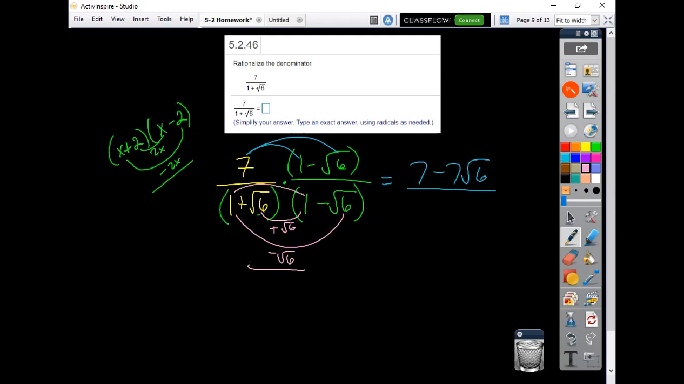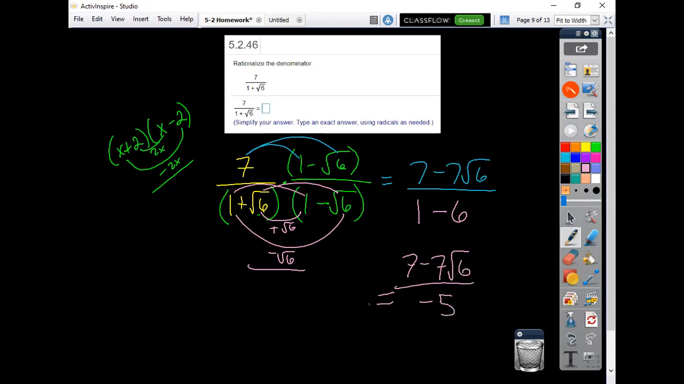The 1 times the 1 is still a 1 there, and then a positive square root of 6 times a negative square root of 6. Positive times negative would be a negative, and square root of 6 times square root of 6 is square root of 36, or 6. So we're going to end up here with 7 minus our 7 square root of 6 all over a negative 5.